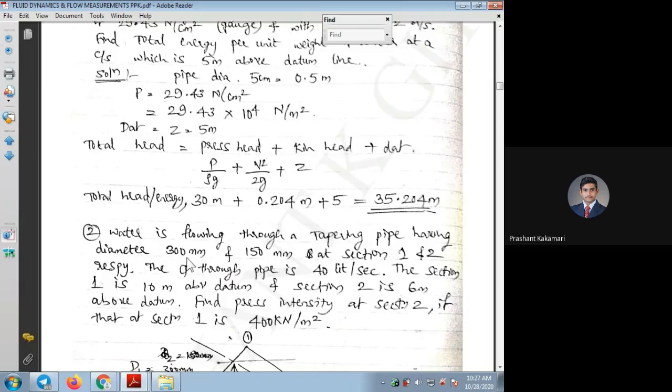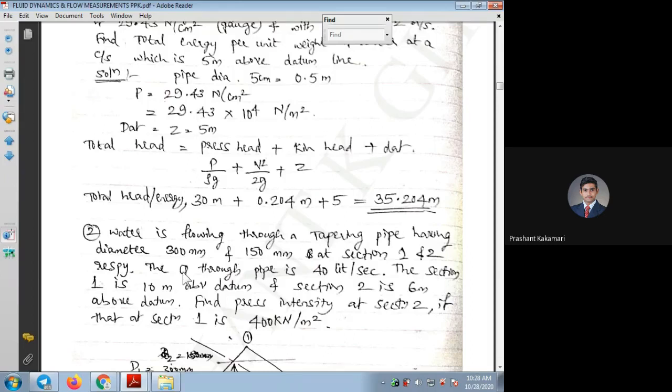See here, now I can assume at the entry the diameter of the pipe is 300 mm. After tapering for a given length, the diameter is reduced to 150 mm that they have given. So exactly it is half. So tapering is exactly half. Entry it is 300, outlet it is 150 mm diameter. And also they have mentioned section 1 and 2 respectively, so that you can consider. The Q is nothing but the discharge.